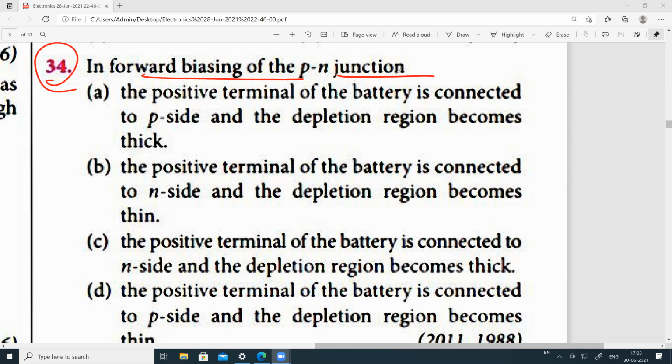Among the 4 options, in forward biasing the positive terminal of the battery is connected to P side and the negative terminal to N side of the PN junction. The forward bias voltage opposes the potential barrier. Due to this, the depletion region becomes thin. Therefore, this one is the right answer.